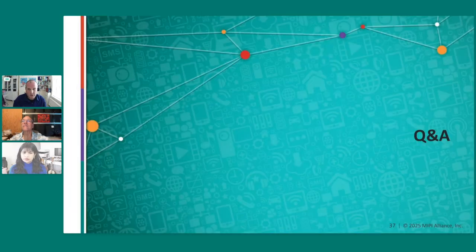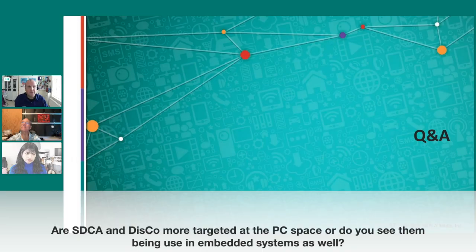So we had a couple of questions in the chat. If you're holding on to any questions, now is the time to enter them. But let's take the couple of questions that came in, do them in reverse order. So the first one, I'll put it up on the screen here for the live people, but I'll read it out as well just for the recording. Are SDCA and Disco more targeted at the PC space, or do you see them being used in embedded systems as well?